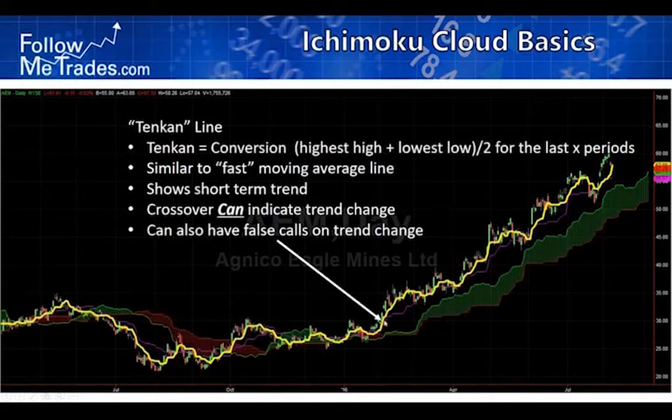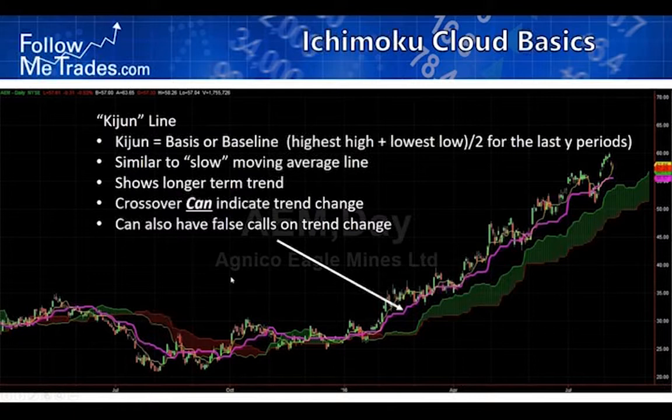And crossovers, what we're looking for is crossovers. So when it crosses over the slow line, which is called the Kijun line, that can indicate a change in trend. The Kijun, or baseline, is the same formula, highest high, lowest low, divided by 2, the average, looking back over a greater number of periods. So just like with a 2-line simple moving average, where you have a short period and a long period, with Tenkan and Kijun, you have a short period, a long period, and you're looking for crossovers of those, indicating potential trend change.